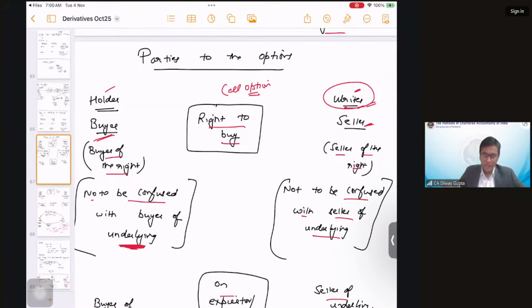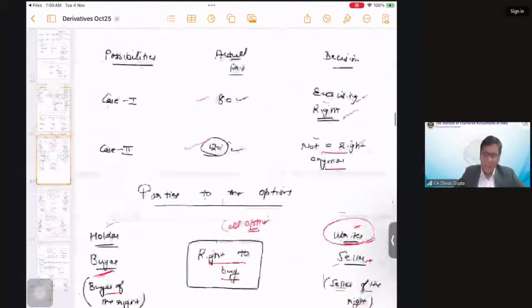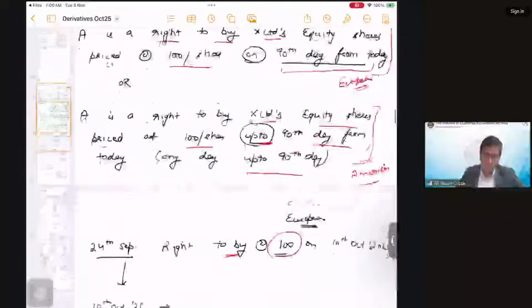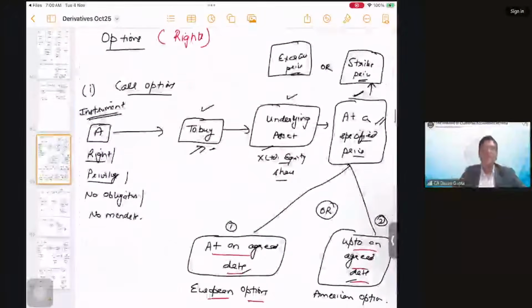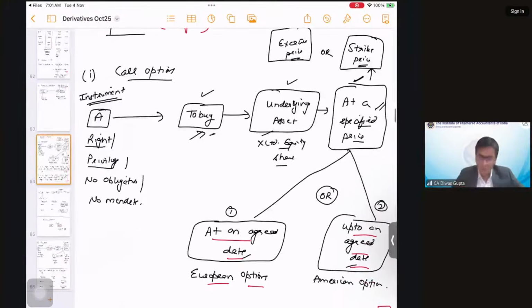So option students, we discussed that there are two different types of options. One, there is a call option, and second, there is a put option. For call option, we said that it's a right, it's a privilege to buy an underlying asset at a specified price, at an agreed date, or up to an agreed date. That is where the European option and American option came into play. So here we said that the emphasis is on to buy.